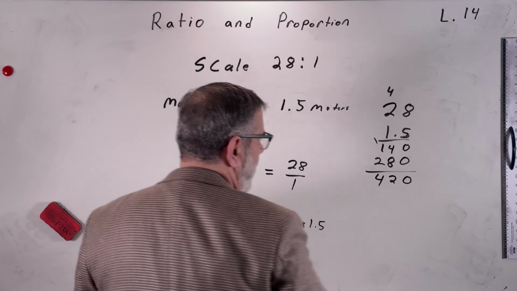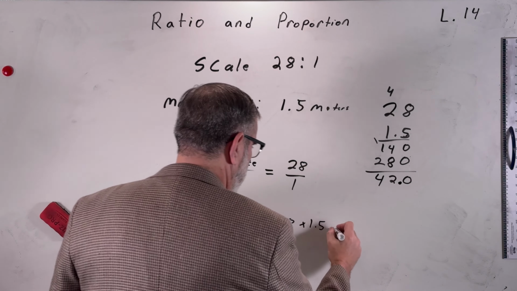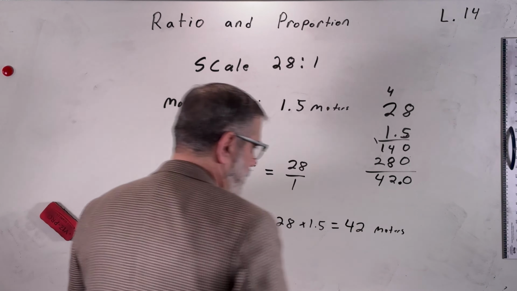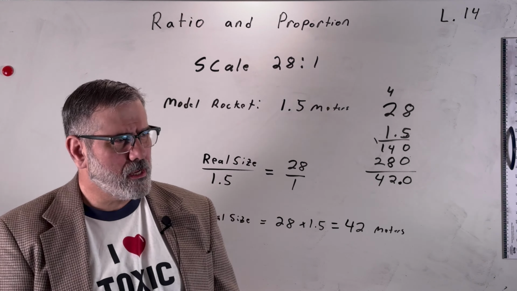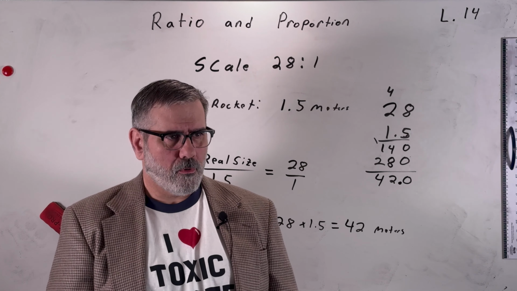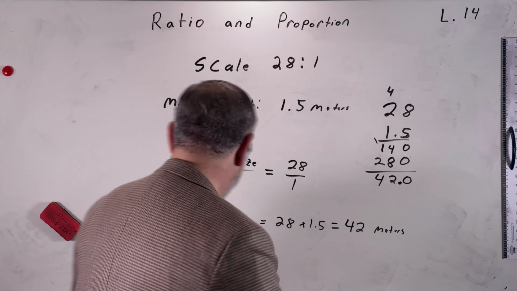And there's 1 digit behind the decimal point. So we insert that right there. And so we get that our real size is 42 meters, which is pretty big. I think by comparison, Elon Musk's Starship, I think is what it's called, is about 120 meters tall. Everyone do well on that? Okay.